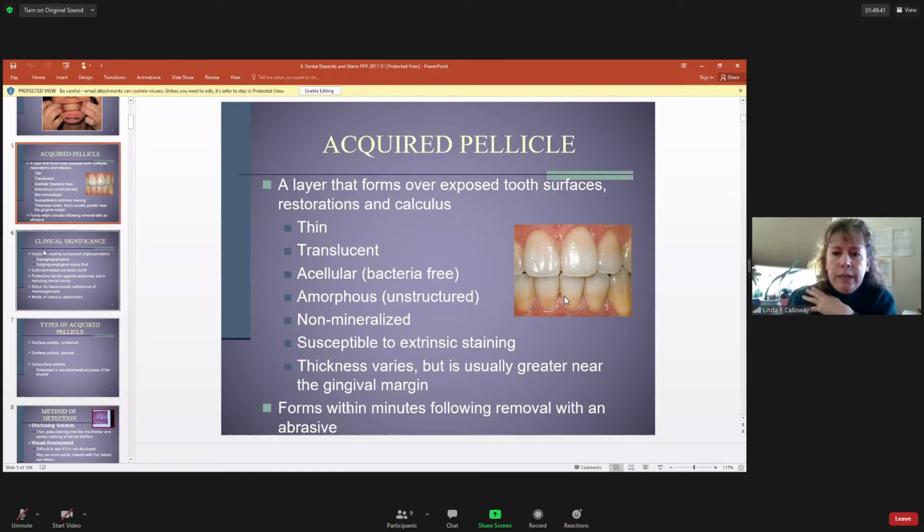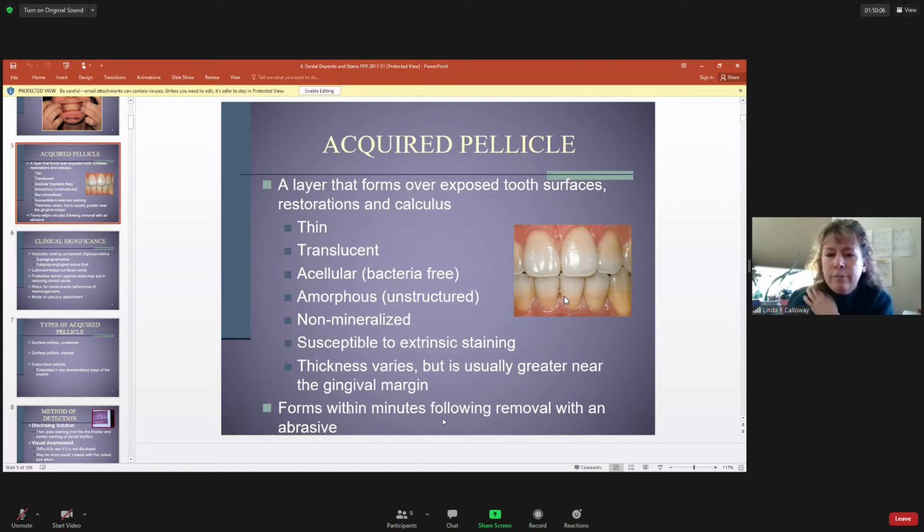But if we go down, we see it is susceptible to extrinsic staining. It's a layer on the tooth that can absorb stains like my tea and coffees. The thickness varies, but it usually becomes greater near the gingival margin. Forms within minutes following removal with an abrasive.